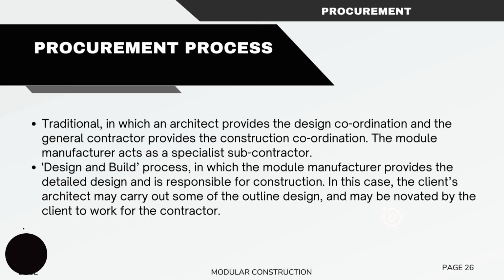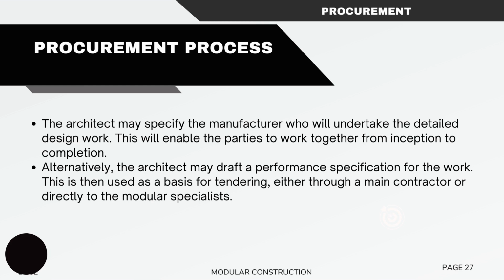Also, we have the procurement process, which is the traditional in which an architect provides the design coordination and the general contractor provides the construction coordination. The module manufacturer is the specialist subcontractor. We have the design and build process, in which the module manufacturer provides the detailed design and is responsible for its construction. The architect may specify the manufacturer who will undertake the detailed design work. Alternatively, the architect may draft a performance specification of the work.